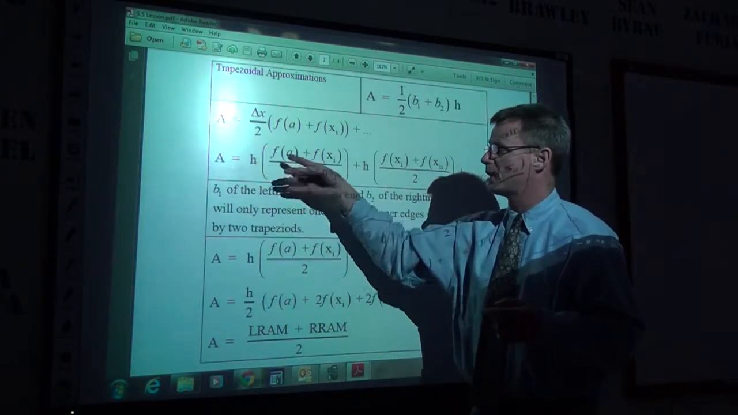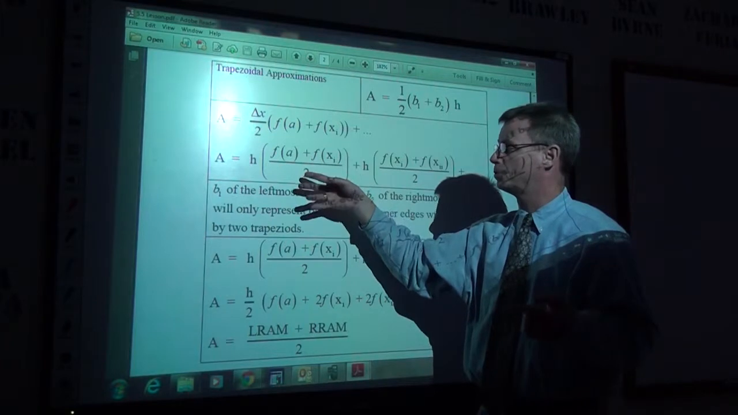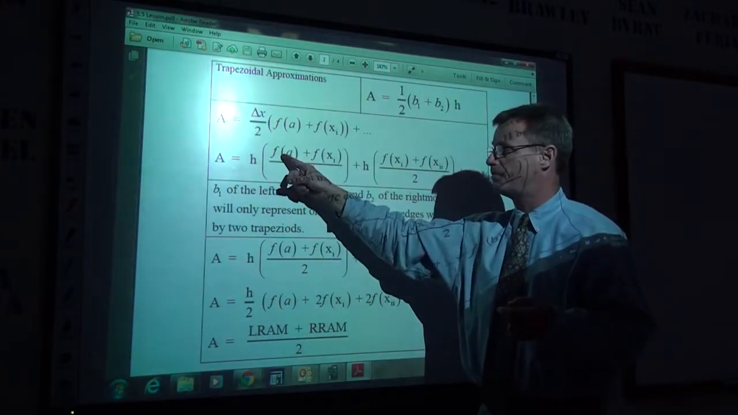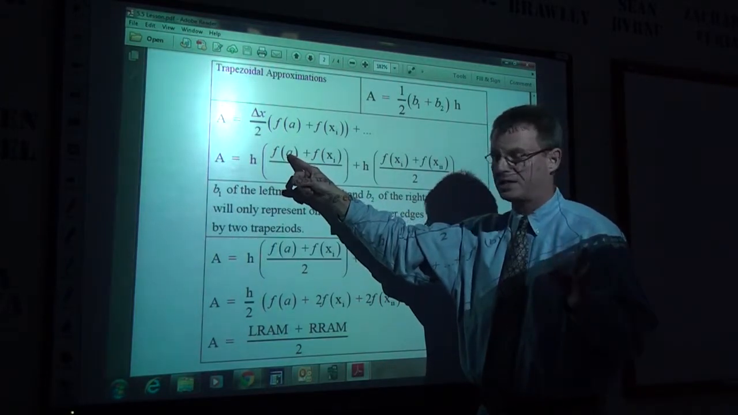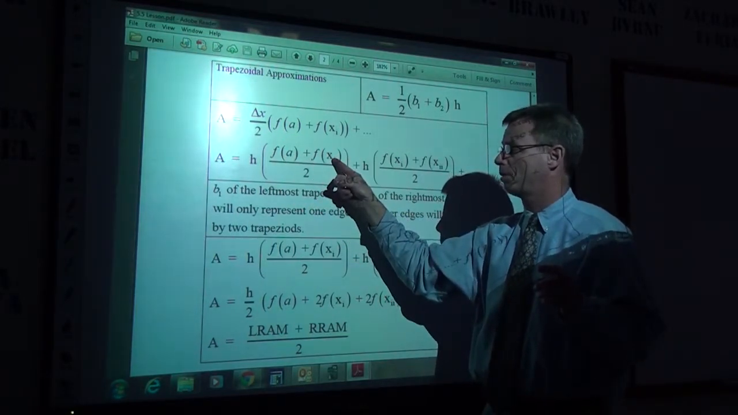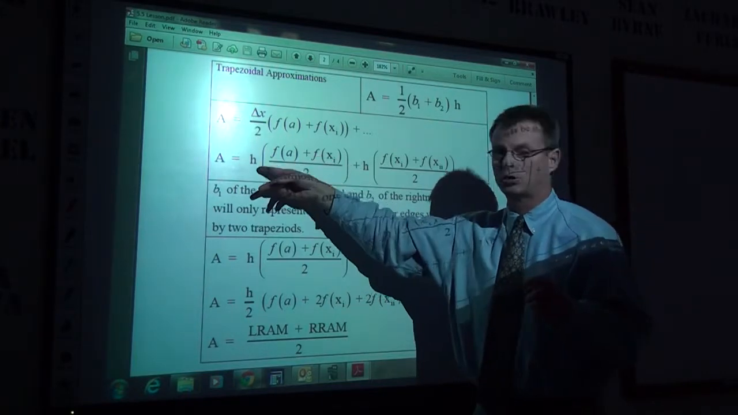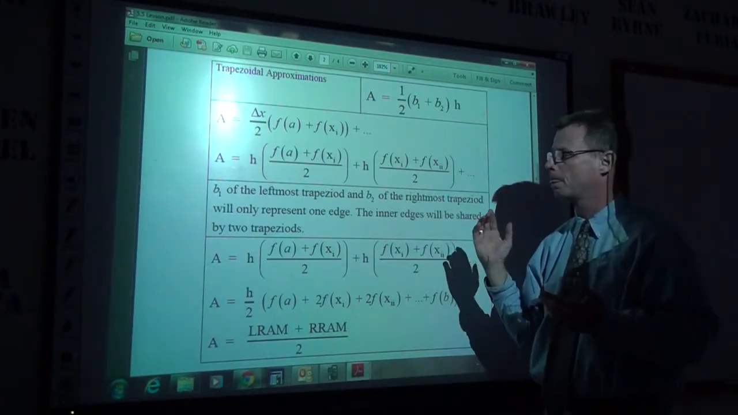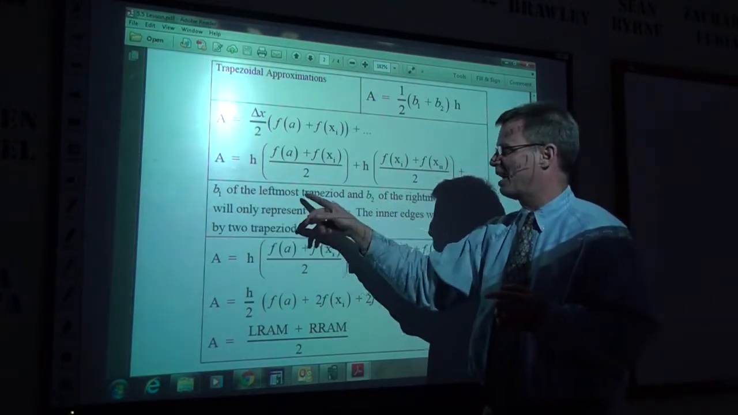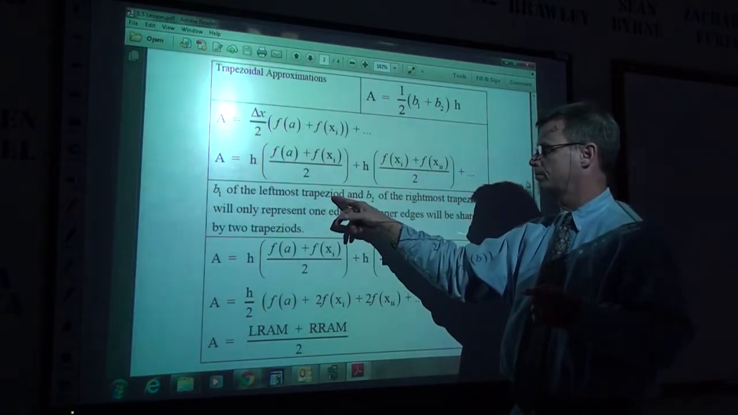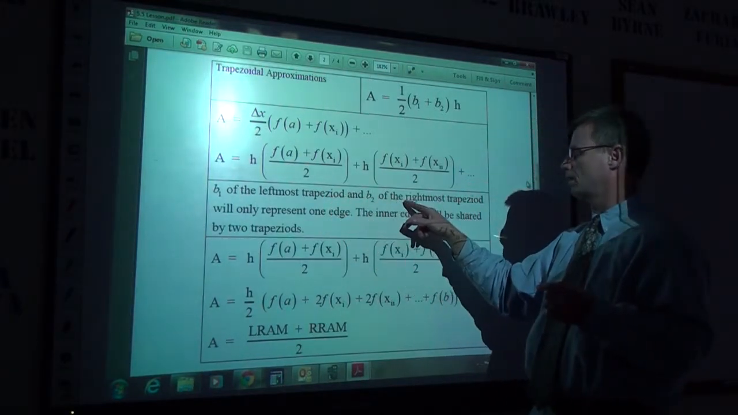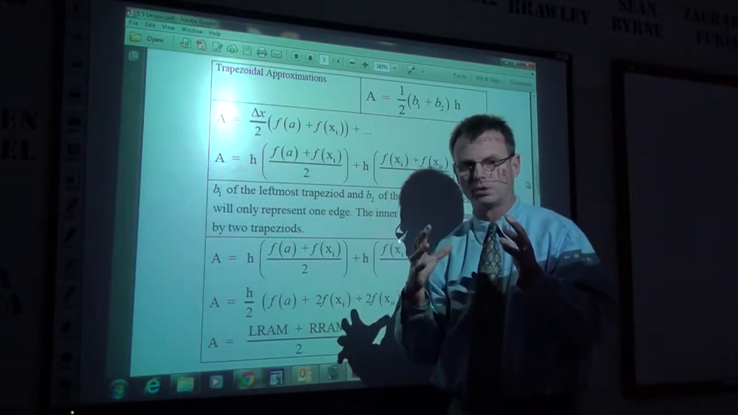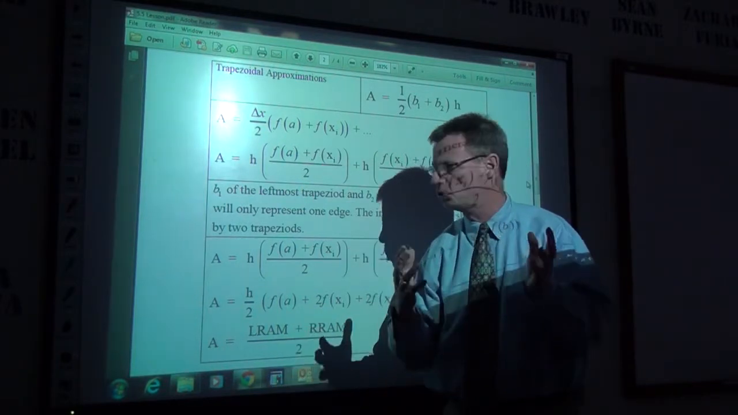That's the height times the first trapezoid. The first trapezoid has this dependent value of a as the endpoint of the first subinterval. This is the area of a trapezoid times how tall it is. Plus, this is our second trapezoid, plus so on. The leftmost endpoint and the rightmost endpoint trapezoid are only going to represent one edge. All the interior dependent values are going to be shared by two trapezoids.